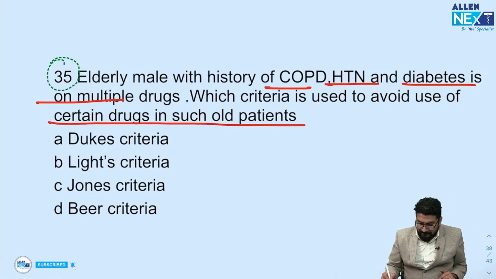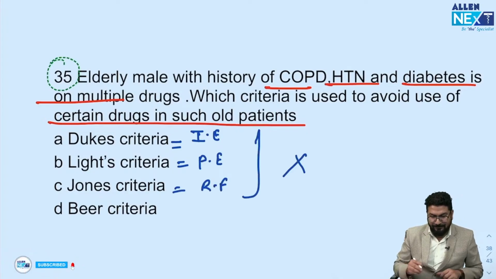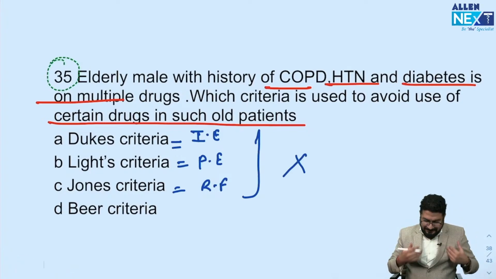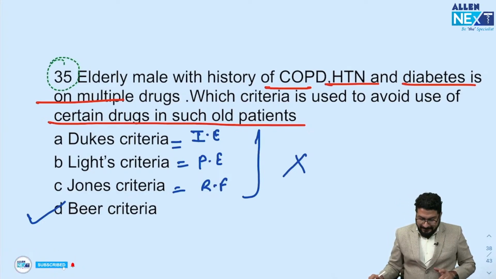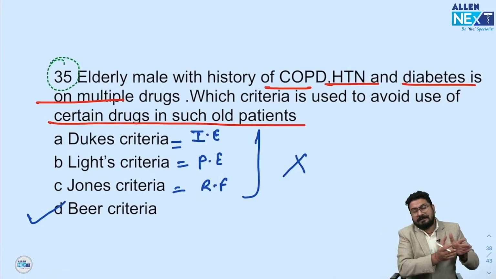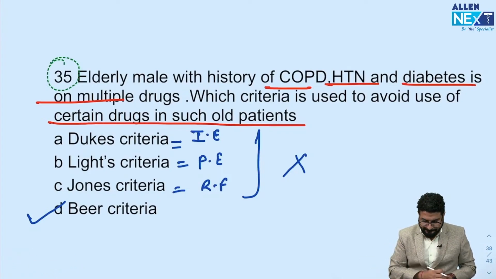We know Duke's criteria is for infective endocarditis, Light's criteria is for pleural effusion, and Jones criteria is for rheumatic fever. So these three are ruled out. I did not know the answer, but the answer is Beers criteria. Trust me, I did not know this criteria before this question came, but we can still get the answer because we know the other three criteria.